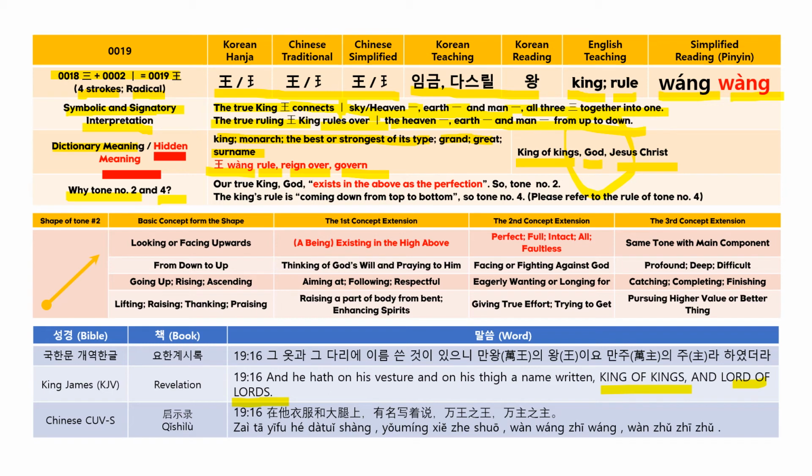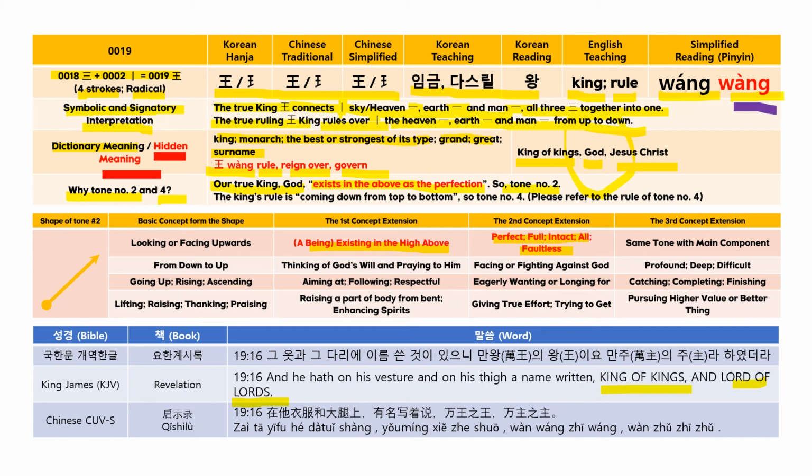So why tone number 2? Our true king God exists in the above as the perfection. So tone number 2. Being existing in the high above, who is perfect, full, intact, almighty, and faultless. So tone number 2. Why tone number 4? When we are talking about ruling, reigning over, and governing, wáng, wáng.